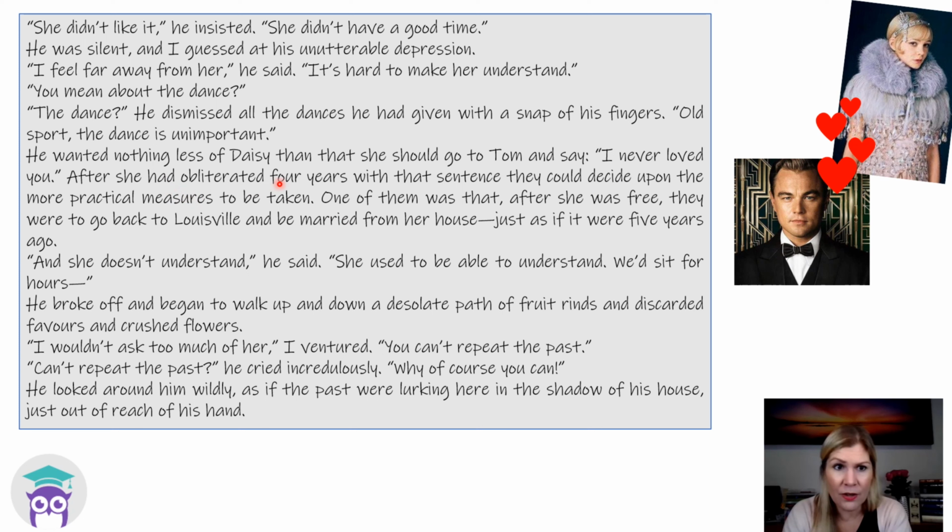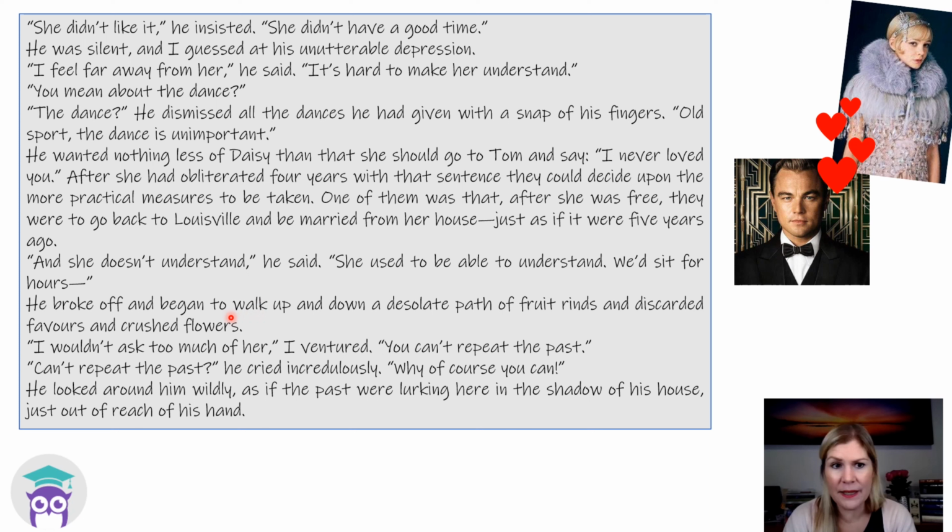Okay, note the emotive verb there. He doesn't just want her to leave Tom. He wants her to create a narrative where Tom barely exists, where their love was never real, where the only man she ever loved was Gatsby, and she doesn't understand.